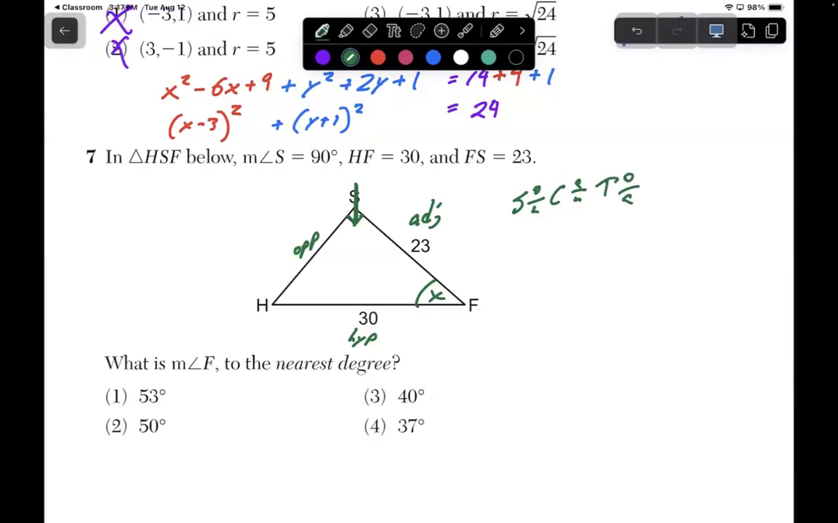All right. So we don't care about the opposite side, right? Because that's not part of the problem. So it's not going to be sine or tangent. It has to be cosine. So it's going to be the inverse function since we're looking for the angle. So it's going to be x equals the inverse cosine of the adjacent side over the hypotenuse.